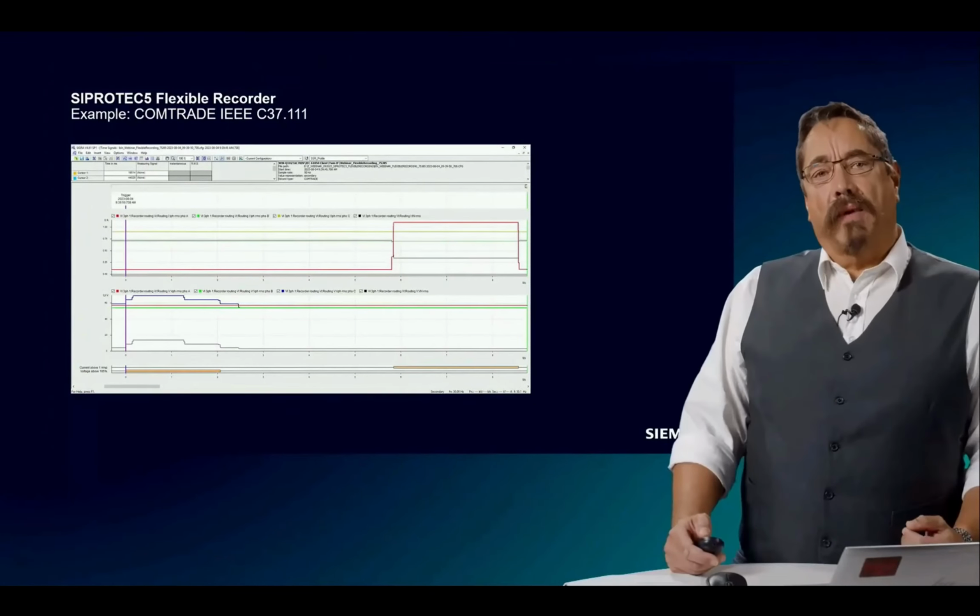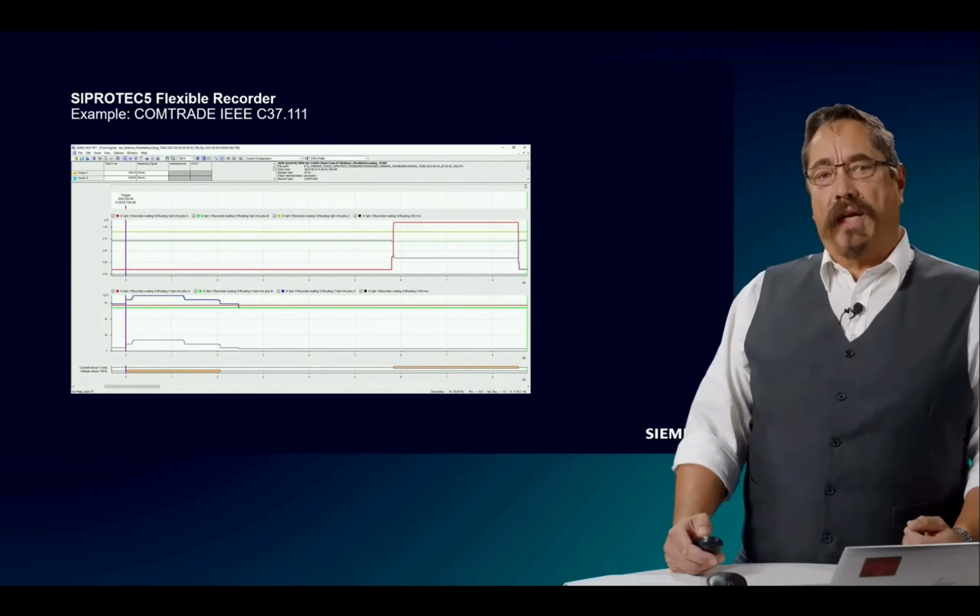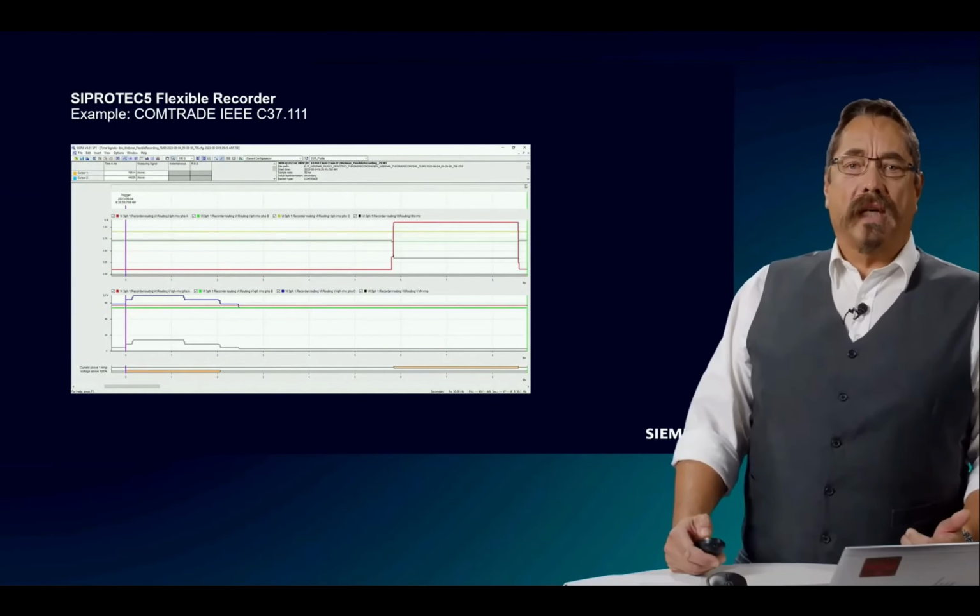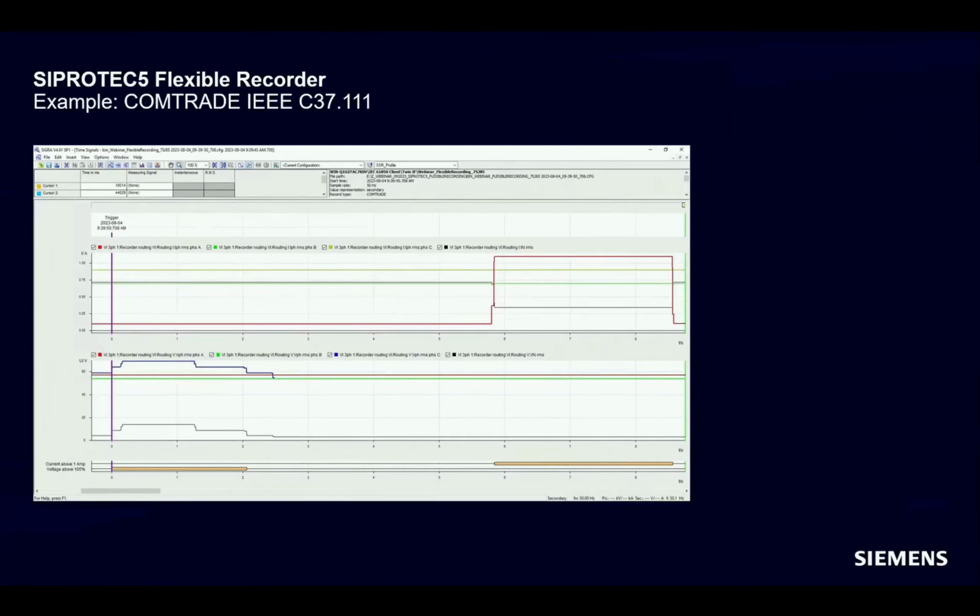We can see two timeline diagrams and two binary tracks on the bottom. The upper timeline shows the RMS values of the current for each phase, and just below, the RMS values of voltage. Here is a trigger line with date and time information shown.